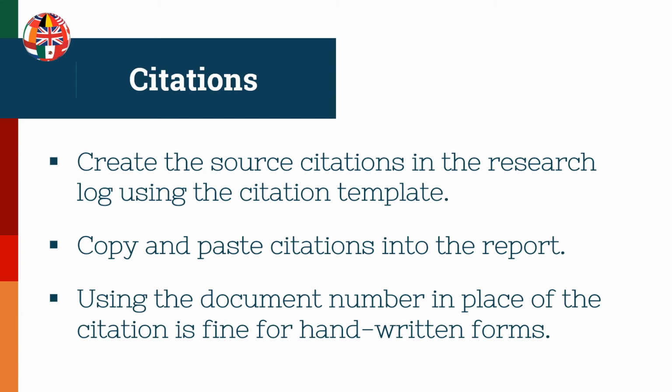In your research in the family group sheet, you could just put document 1, birth certificate. You wouldn't need to handwrite your complete source citation again there. So ICAPGen recognizes that this is limited time and you have a little bit of flexibility there.